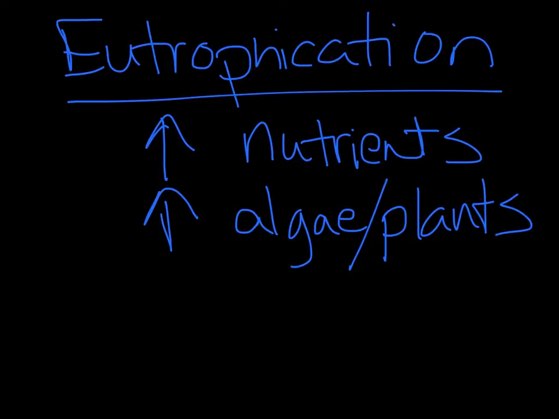This is typically a slow process. However, it can become quite fast when certain things are applied to it, such as pollution, phosphates from our laundry detergents. Those can actually get in there and increase the rate at which eutrophication happens, which is going to cause an aquatic dead zone.